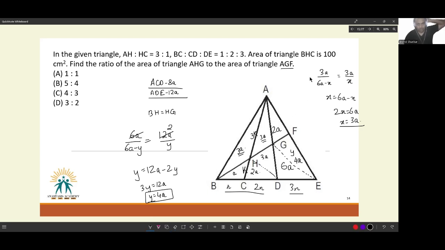And then finally we can come to a conclusion. Ratio of area of triangle AHG to area of AGF. AHG is 3A, AGF is 2A. So the ratio of their area will be 3:2. This is perhaps the most difficult question in this sheet, or at least it was most difficult for me to break down. And hopefully this comparison of bases using area and construction was a good question for you.